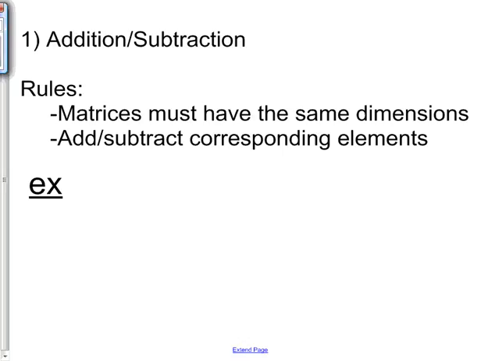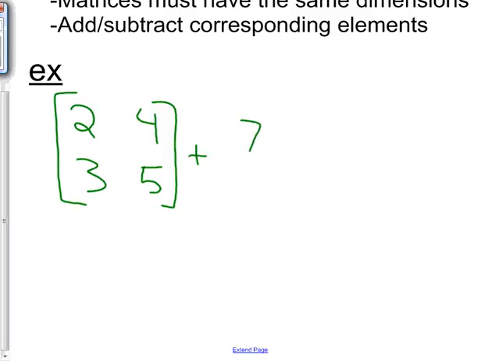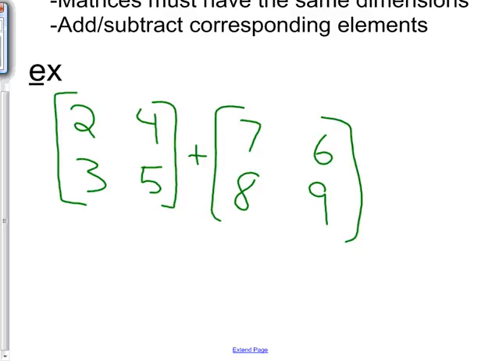Right? So the first row, first column guy in one matrix, I add to the first row, first column guy in the other. We do that for every entry. So if we have two matrices like that, the first one's a 2 by 2 matrix, the second one's a 2 by 2 matrix. We add them. So what do we get when we add them?